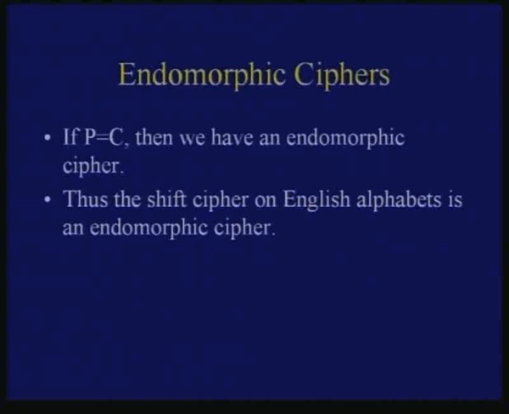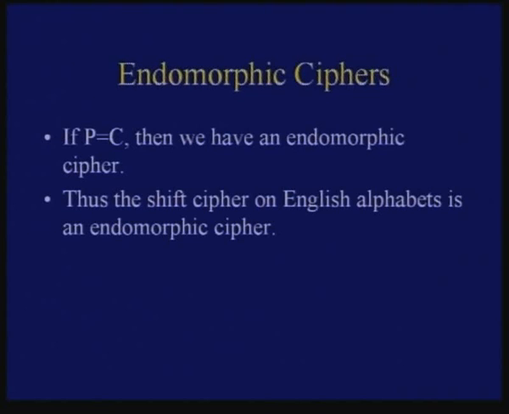Before that, in order to simplify our life, I will coin a term called endomorphic ciphers. So what is an endomorphic cipher? Endomorphic ciphers are those ciphers for which the plaintext and the ciphertext are the same set. For a normal substitution cipher, your plaintext and ciphertext were both English characters, right? So if P and C are the same, then we have what is called an endomorphic cipher. Therefore the shift cipher on English alphabets was an example of an endomorphic cipher.